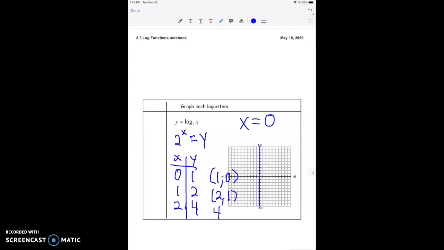This is a weird one, but you have to remember for logs, you flip-flop your points. So 1, 0 would be here, 2, 1 is here, and 4, 2 is here. Then you just draw your graph. This is how log graphs look. They kind of look like a little curve.